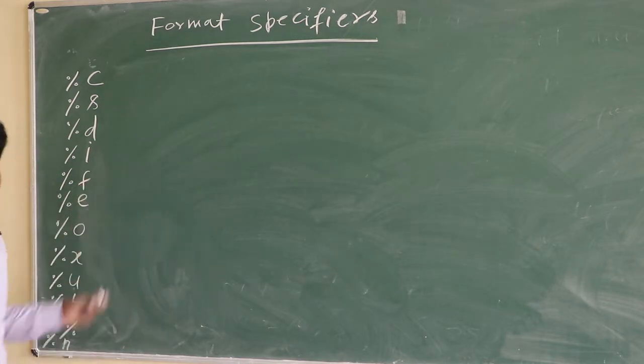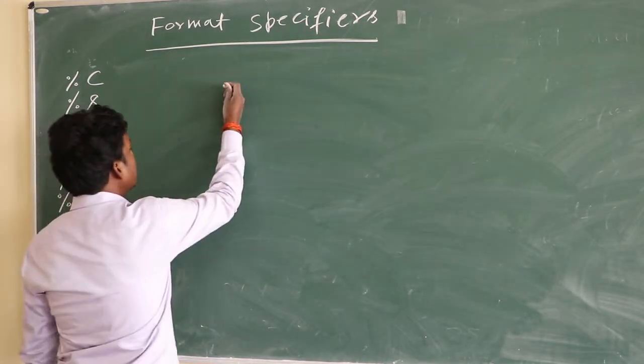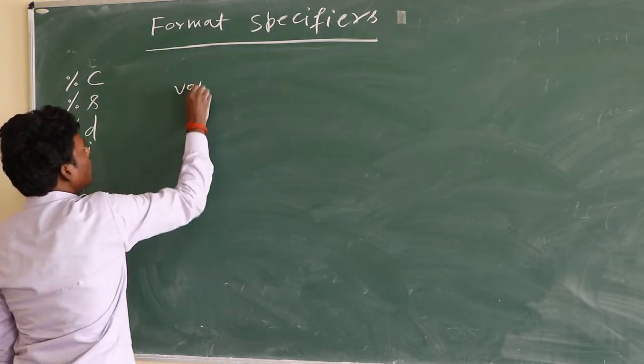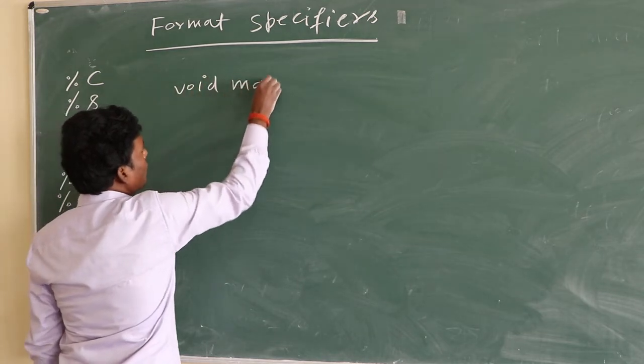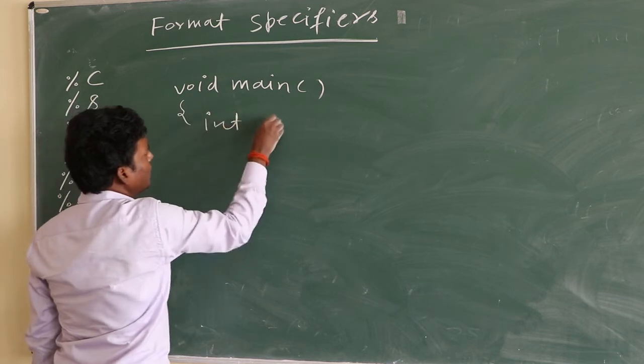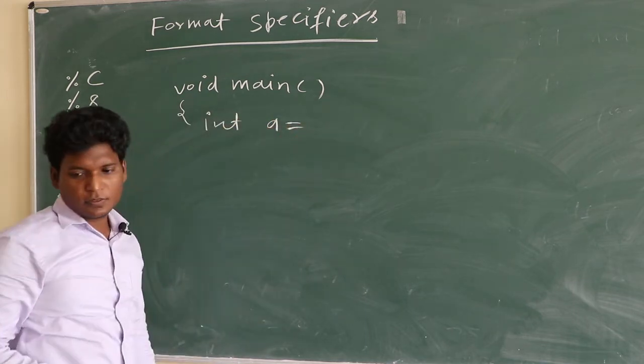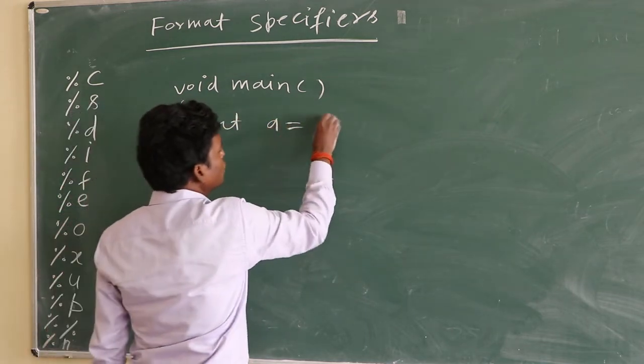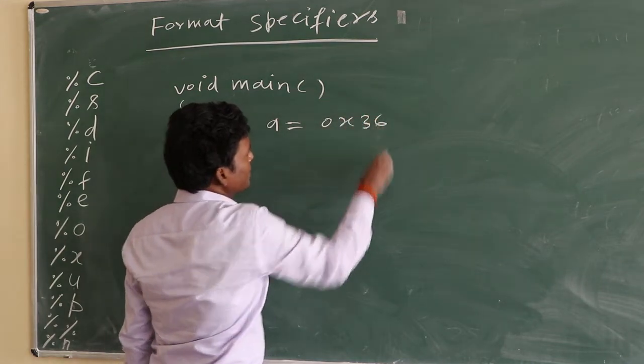Some more questions on format specifiers. Basically, suppose one question is void main, int a equal to 0x36.